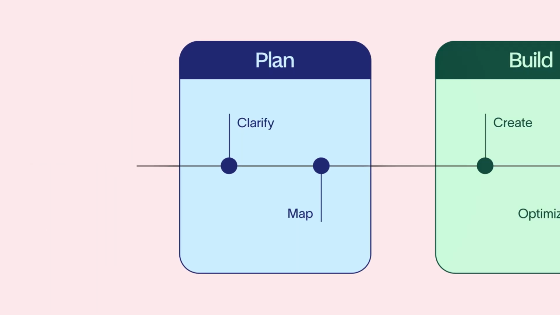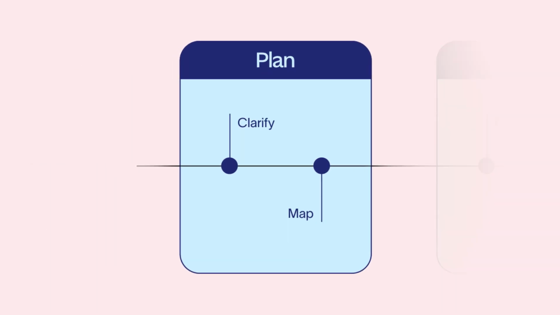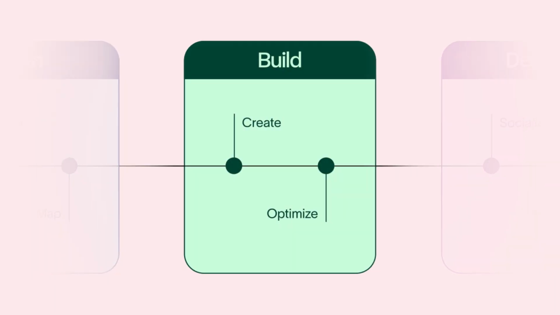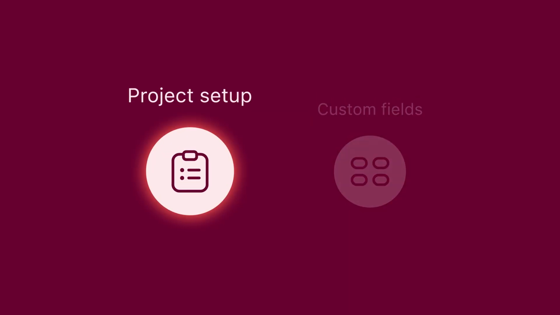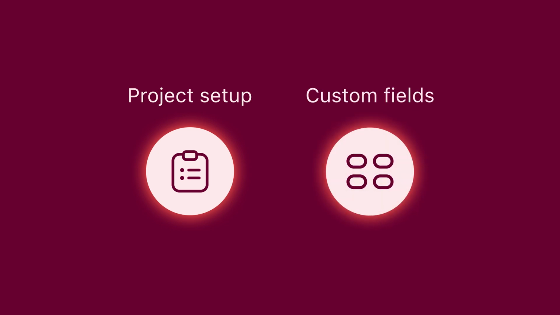Welcome back. You completed the planning phase by clarifying key details and creating a process map of your workflow. Now we're moving into the exciting part, building your workflow in Asana. In this step, you'll learn how to set up an Asana project to serve as the foundation of your workflow. You'll also add custom fields to help you categorize tasks and for future reporting needs.